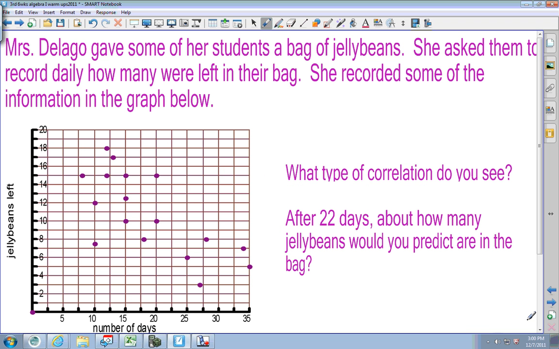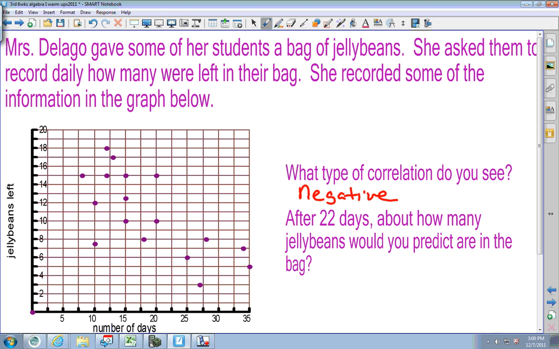Here's the next one. Miss Delgado gave some of her students a bag of jelly beans. She asked them to record daily how many were left in their bag. She recorded some of the information. First off, what kind of correlation do you see? What's happening to this trend? From left to right, the points seem to be going down, so this is a negative correlation.